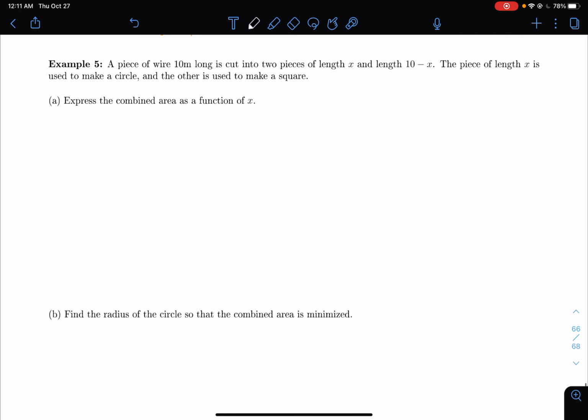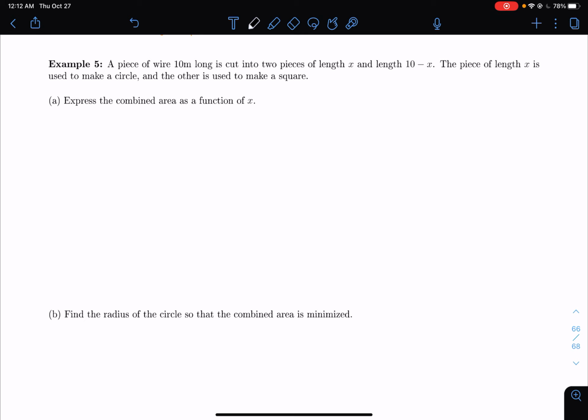So what does this example say? A piece of wire that's 10 meters long is cut into two pieces. Length x is one of their lengths, and length 10 minus x is the other length. The piece of length x is used to make a circle, while the other is used to make a square. Part A says, express the combined area as a function of x. And in B, just to preview it a little bit, we'll get the radius of the circle so that the combined area is minimized. So eventually there's going to be a max-min problem.